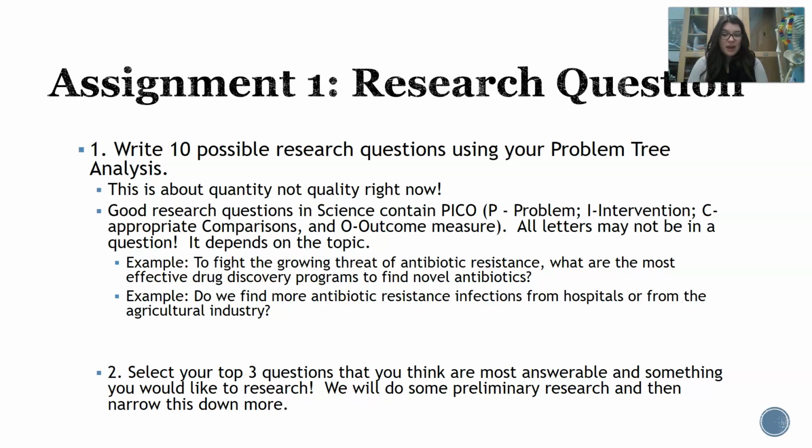And it's okay if this changes, okay? But what I would like you to do is get those top 3, something that's answerable, but also something that's the most interesting to you that you would like to devote your time to. And then we'll do some preliminary research and narrow this down a little bit more.